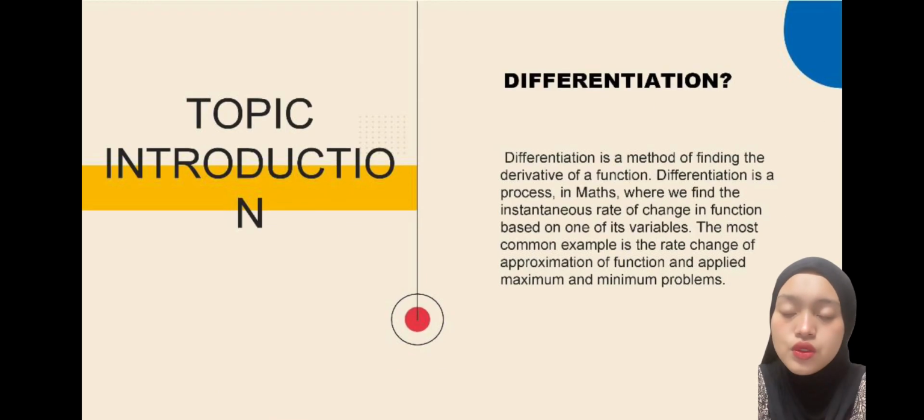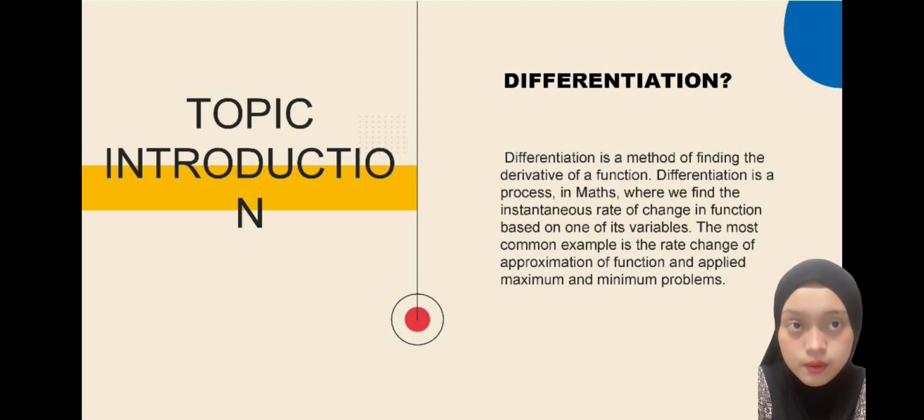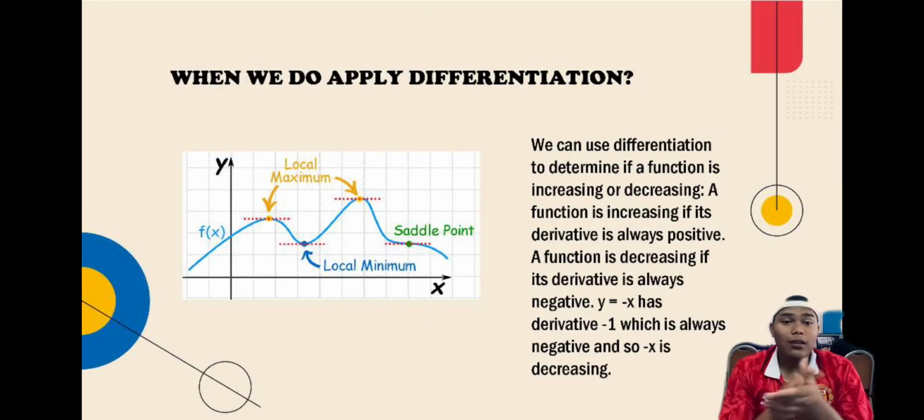So, the first is, what is differentiation? Differentiation is a method of finding a derivative of a function. It's also a process in math where we find the instantaneous rate of change of a function based on one of its variables. The most common example is the rate of change of displacement with respect to time. It's called velocity. So guys, let's move on to the next topic.